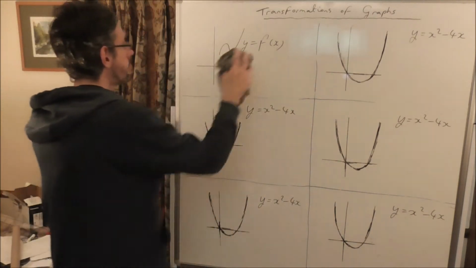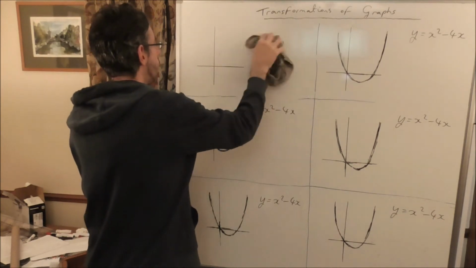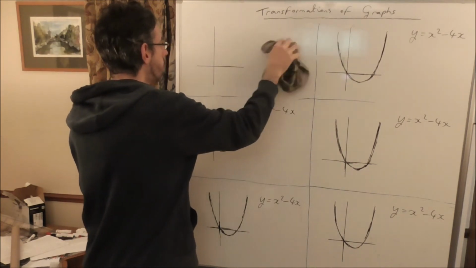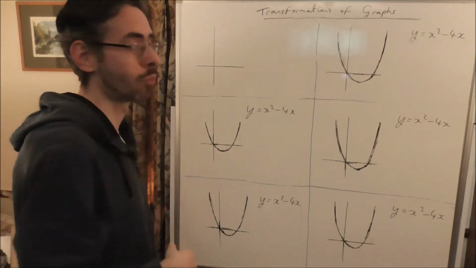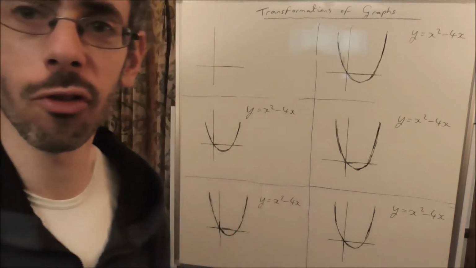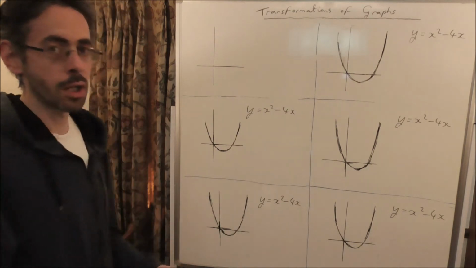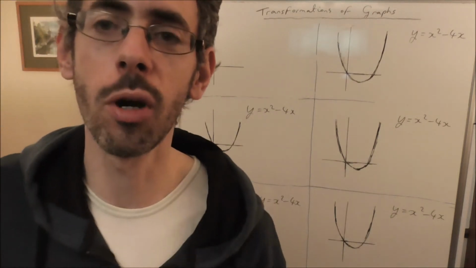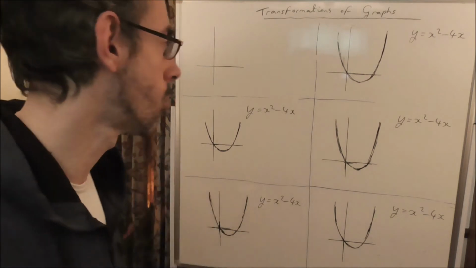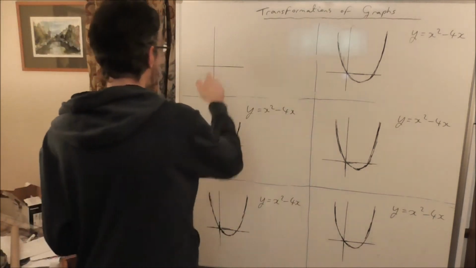I'm going to explain this notation, but before we do that, I'm going to do a quick recap of what we did in lesson 1, with a slightly harder example. I've drawn 5 copies of the same graph, y equals x squared minus 4x. I'm going to transform that graph in a few different ways. I'll just draw one more copy over here.